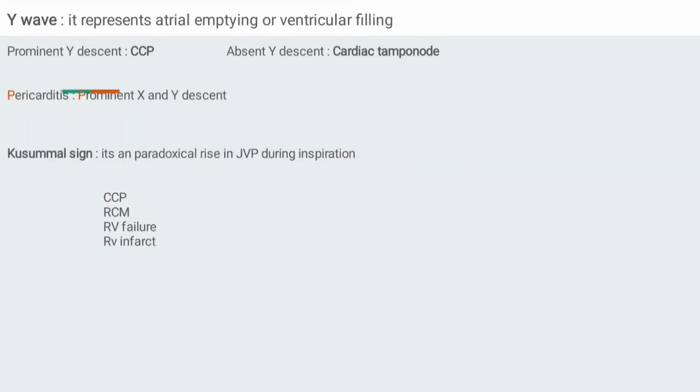Okay, then the Y wave. The Y wave represents atrial emptying, or ventricular filling. We can see a prominent Y descent, with rapid filling of the ventricle, in constrictive pericarditis. An absent Y descent is seen in cardiac tamponade, because the atria throw their blood to the right ventricle, but the right ventricle is not compliant enough to take the blood. In cardiac tamponade the pericardial sac is filled with fluid, so there is no chance for dilatation of the ventricle.